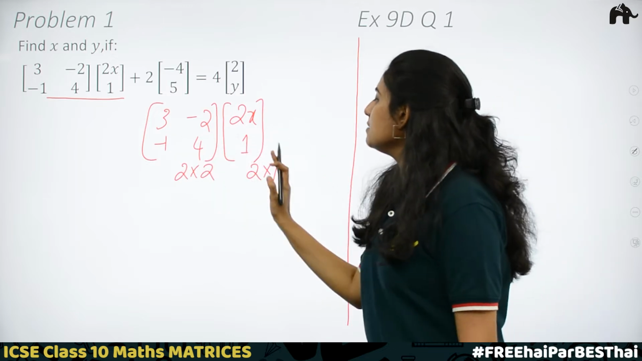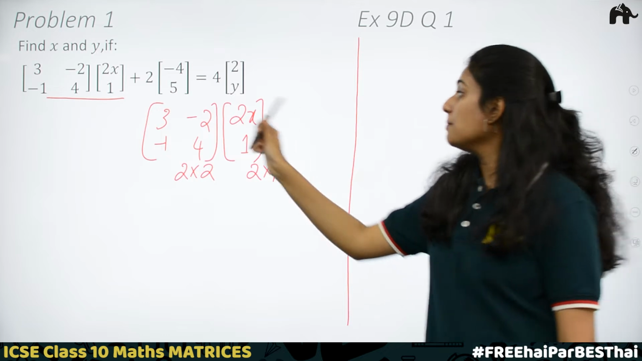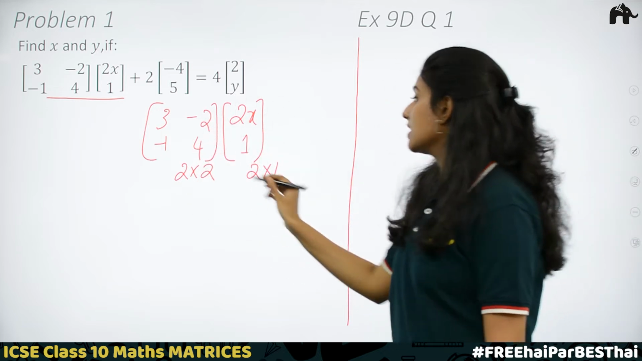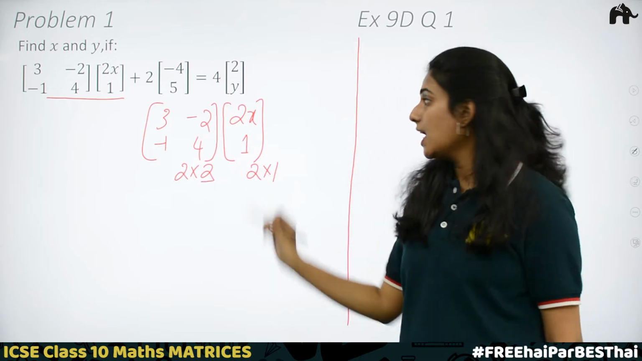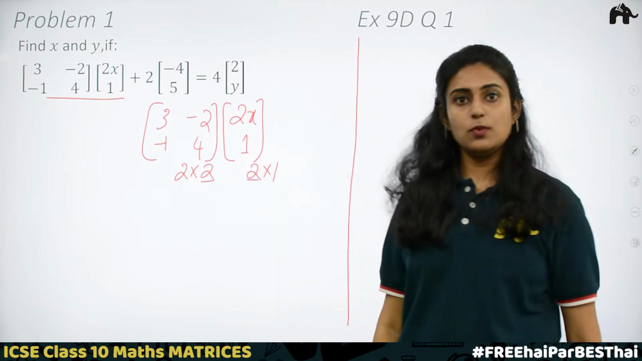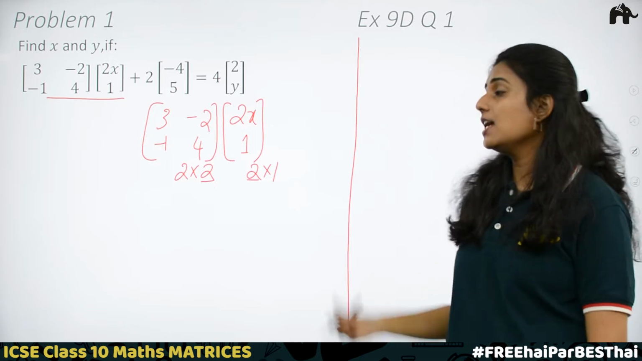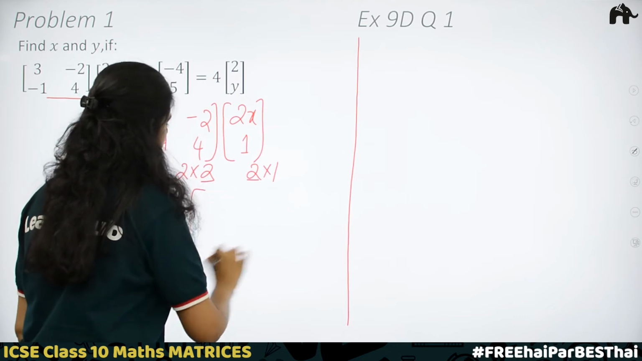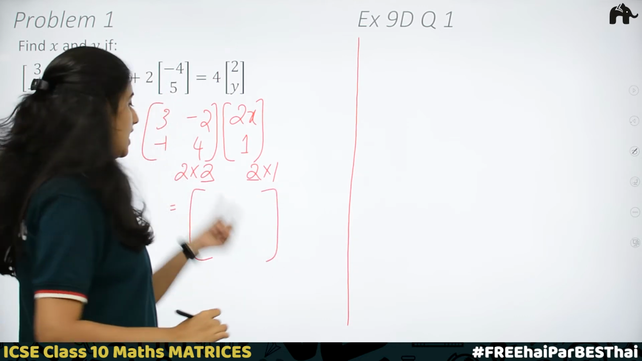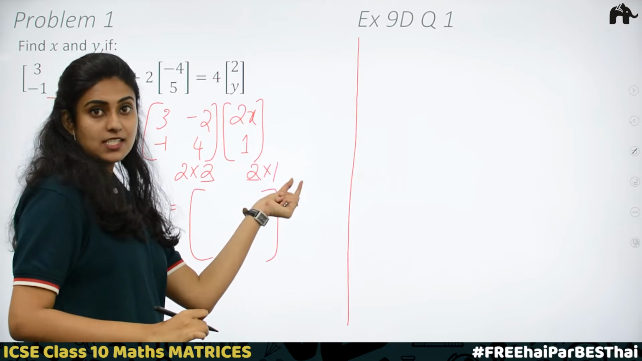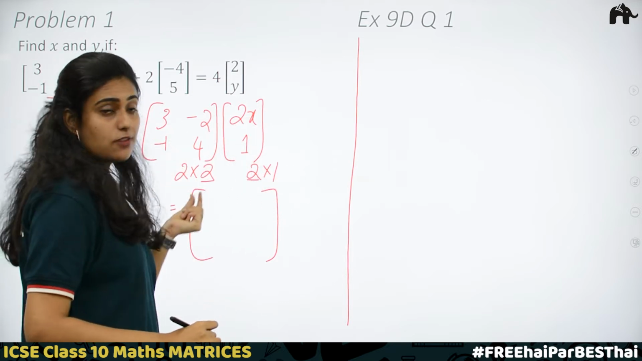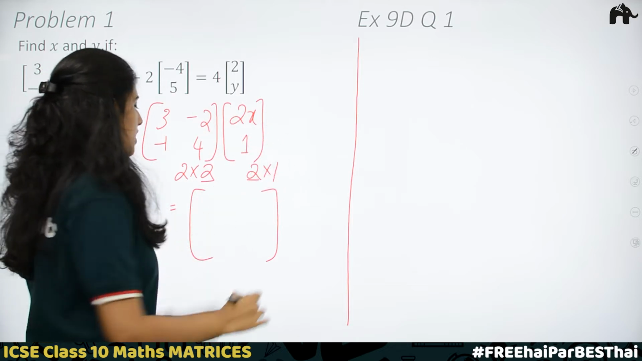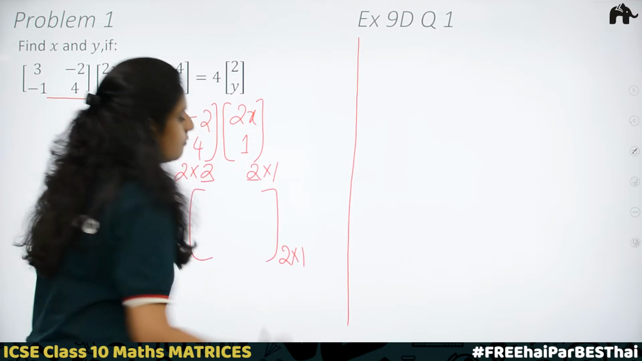So is the matrix multiplication possible? The number of columns in the first matrix should be equal to the number of rows in the second matrix. Here the number of columns is 2 and the number of rows is 2, which means matrix multiplication is possible. We will be getting a product matrix whose order is m by p. Here m is 2 and p is 1. That is the number of rows of the first matrix by the number of columns of the second matrix. We will be getting a 2 by 1 matrix.